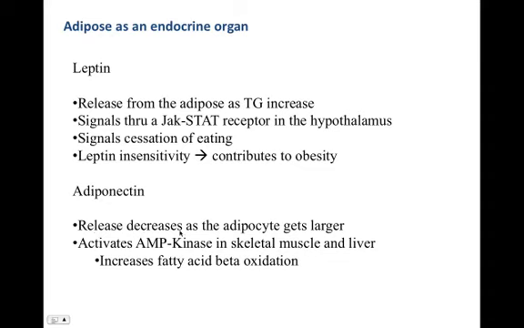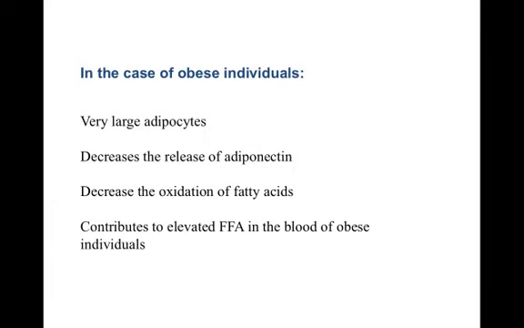The release of adiponectin decreases as the adipocyte gets larger. And this can have clinical consequences, again, for the obese individual. In the case of obese individuals that have very large adipocytes, this decreases the release of adiponectin. The reduced levels of adiponectin lead to a decrease in the oxidation of fatty acids, and these free fatty acids will contribute to elevated free fatty acids in the bloodstream of obese individuals.